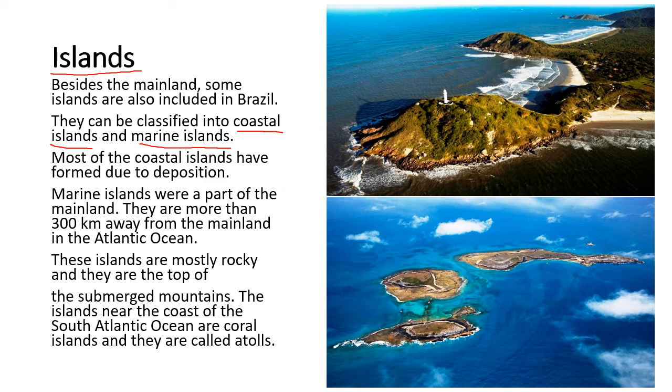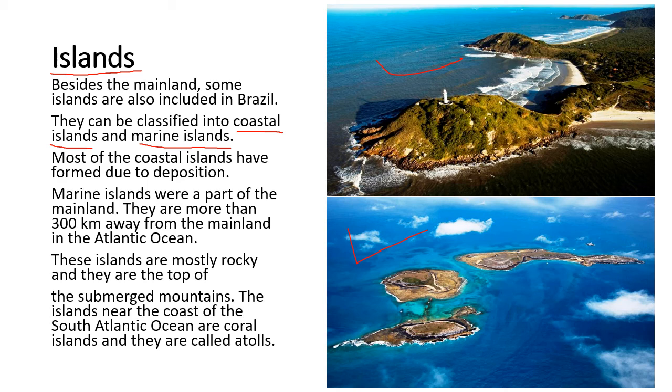Dear children, marine islands were a part of mainland. They are more than 300 kilometers away from the mainland in Atlantic Ocean, which you can see in the second picture. Dear children, these islands are mostly rocky and they are the top part of submerged mountains.